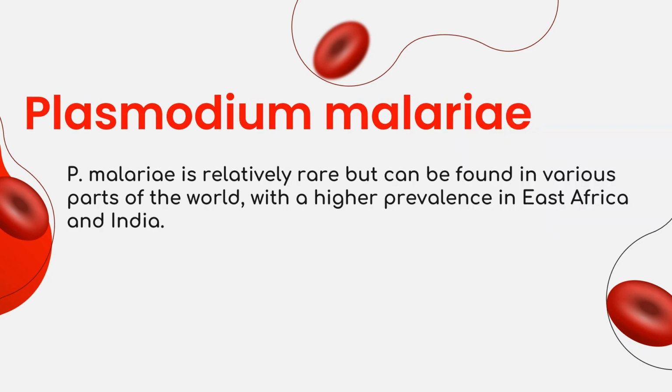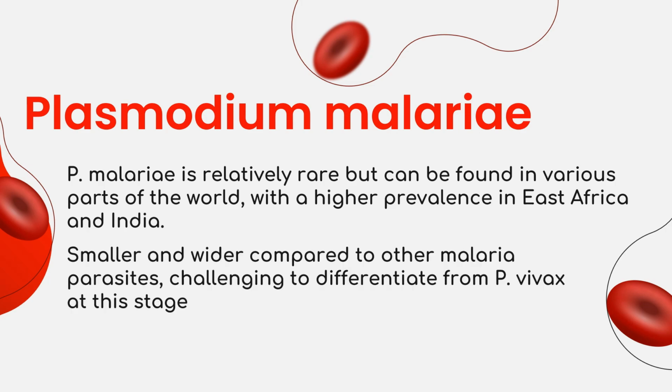Plasmodium malariae, while relatively rare, can be found in various parts of the world. Its highest prevalence is observed in East Africa and India, where it has left its mark on the local populations. By carefully observing blood samples under the microscope, we can unravel the distinct features that set it apart from its counterparts. The early ring stage of Plasmodium malariae is a fascinating sight to behold. These early forms are usually smaller and wider compared to those of other malaria parasites, such as Plasmodium vivax. However, it can be quite challenging to differentiate between the two at this stage.